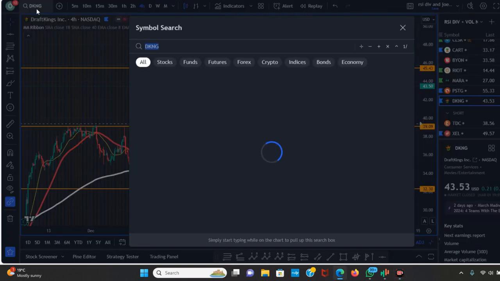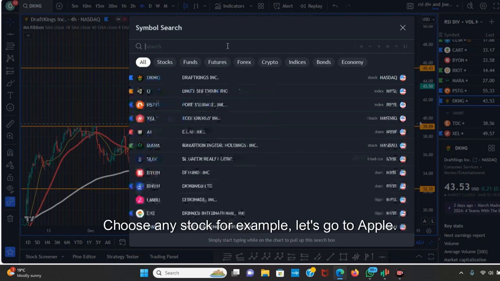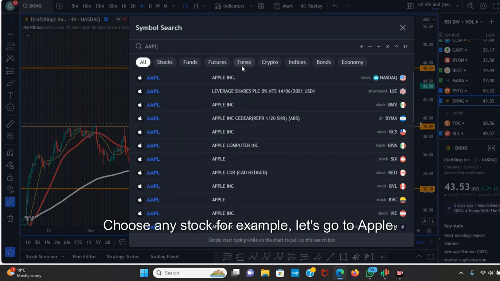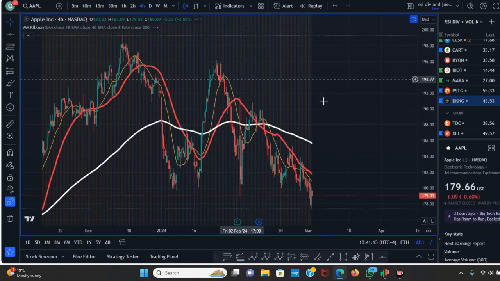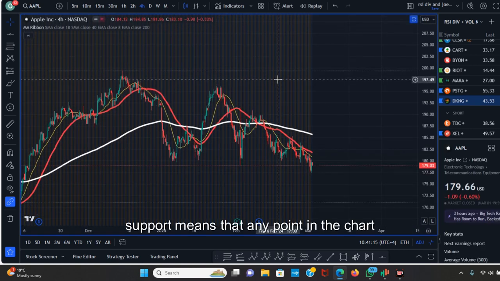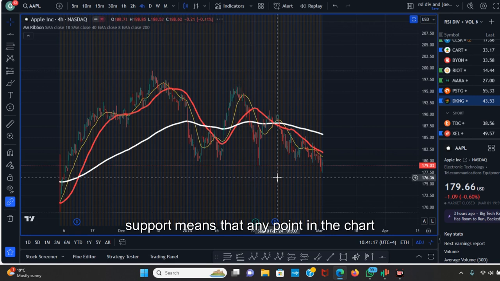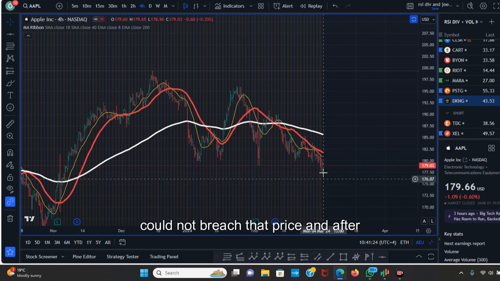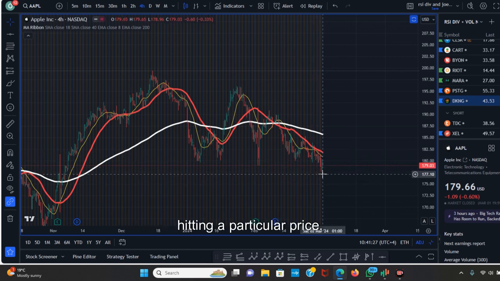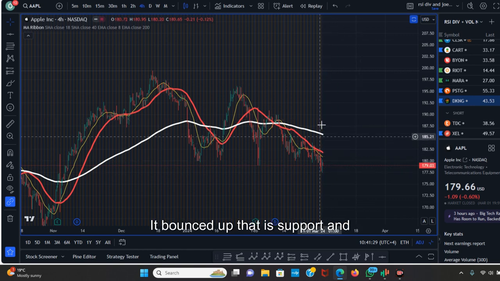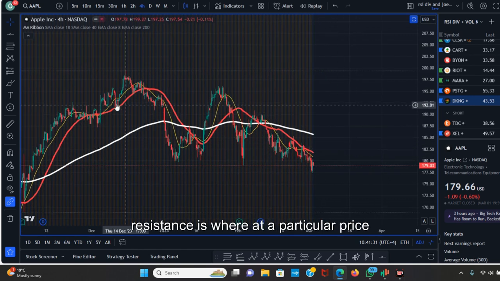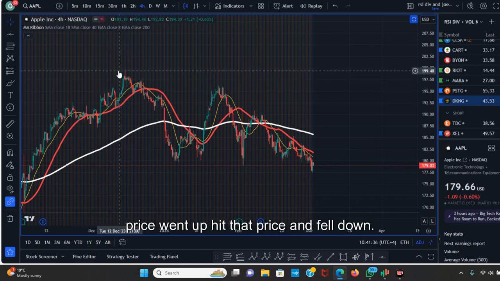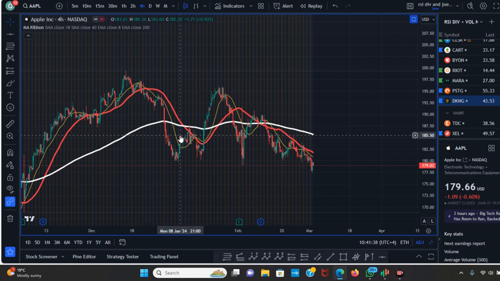So let's choose any stock. For example, let's go to Apple. So support means any point in the chart where the price has taken support and it could not breach that price, and after hitting a particular price it bounced up, that is support. And resistance is where the price went up to a particular price, hit that price and fell down.